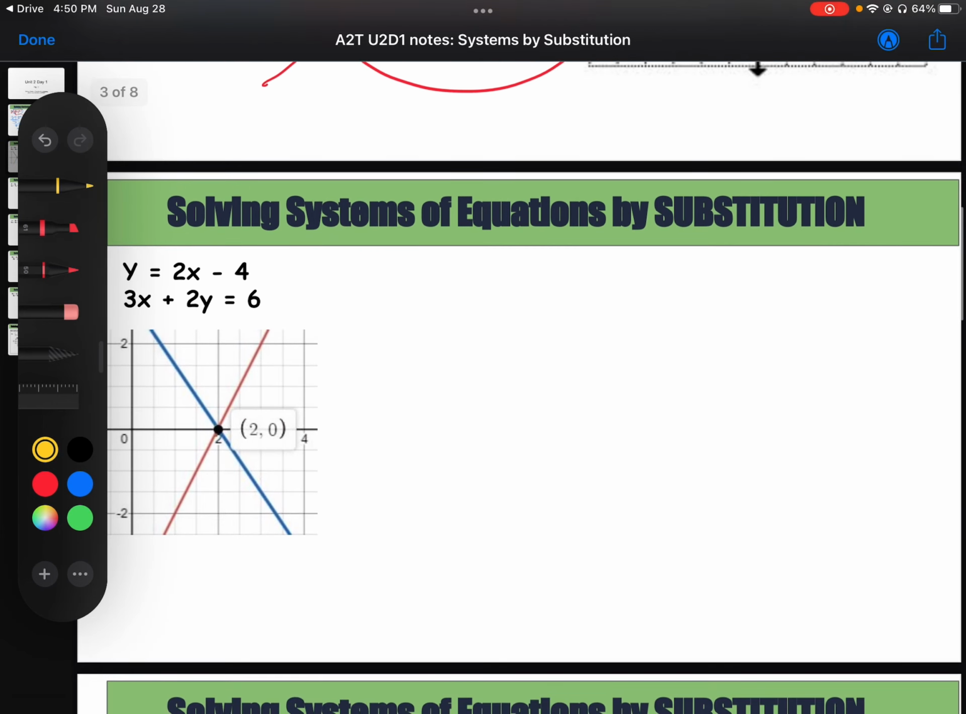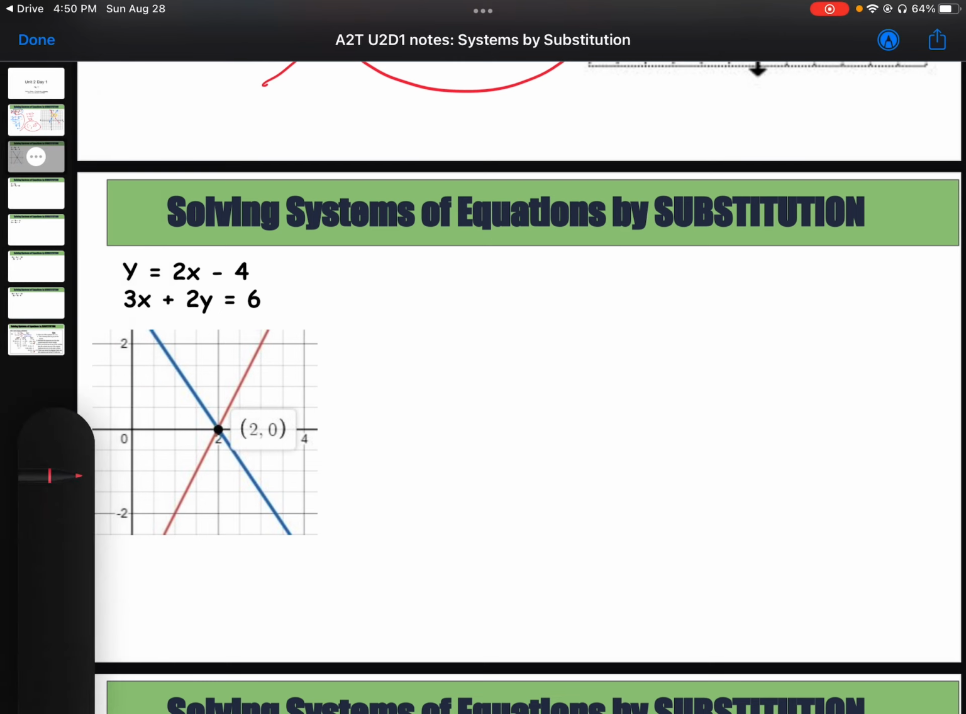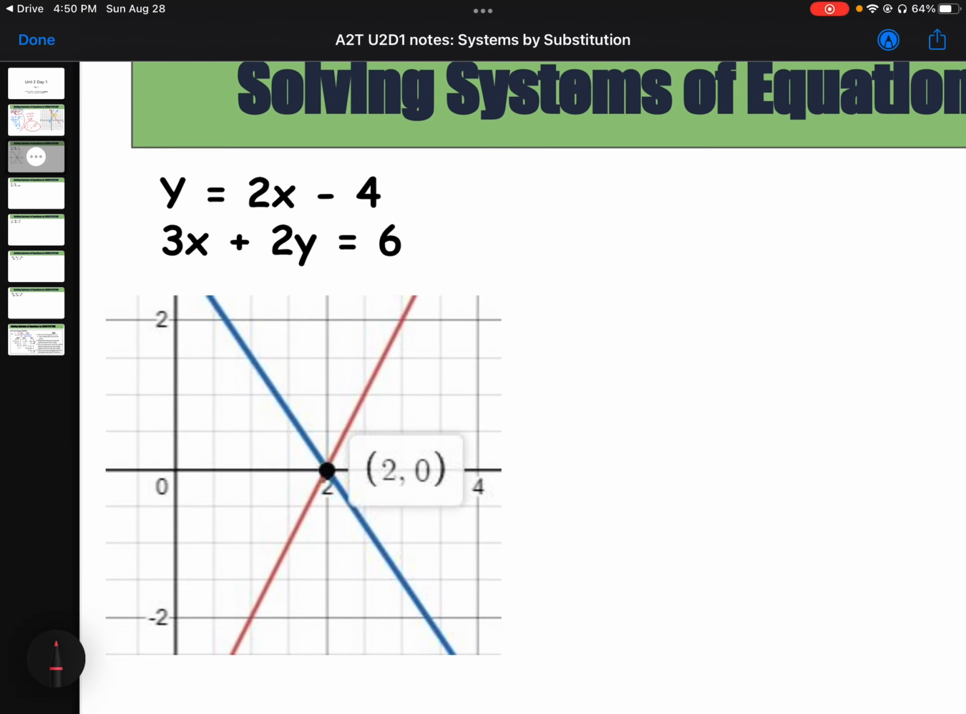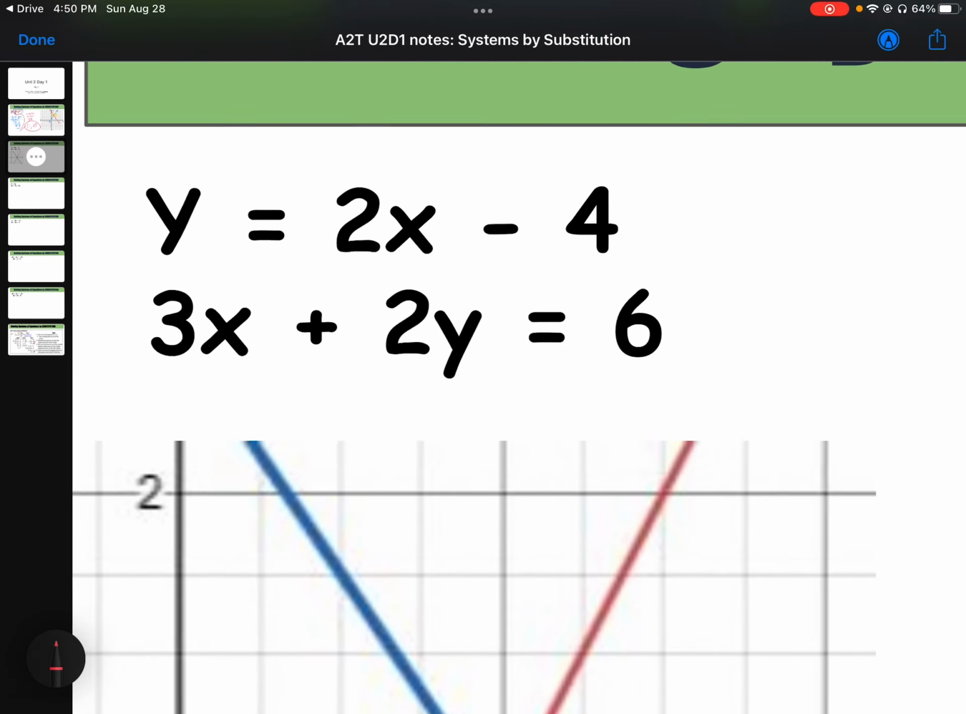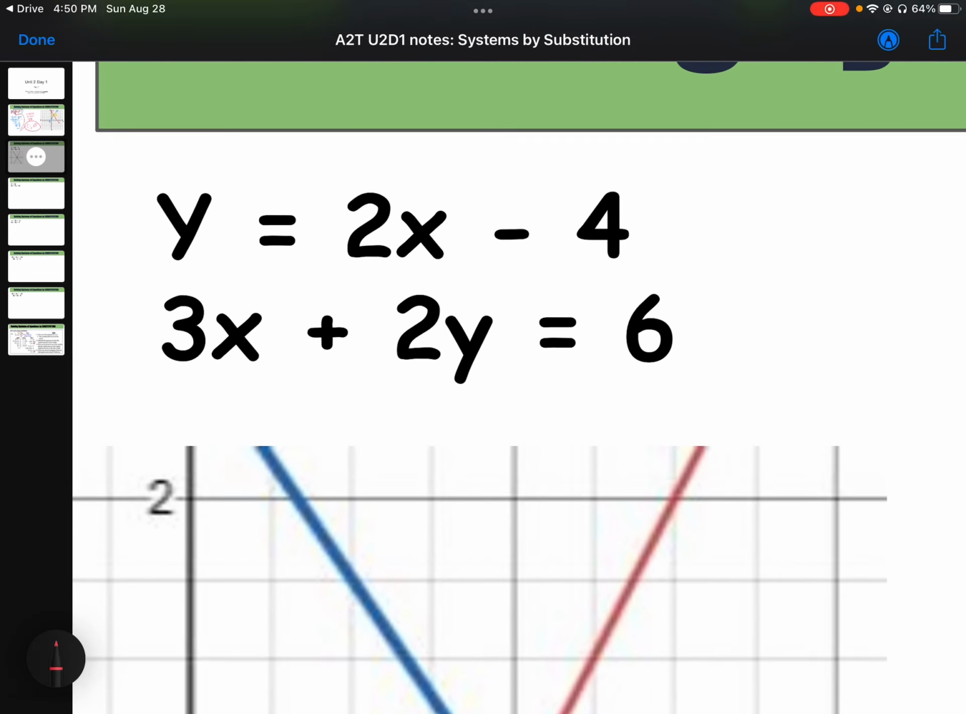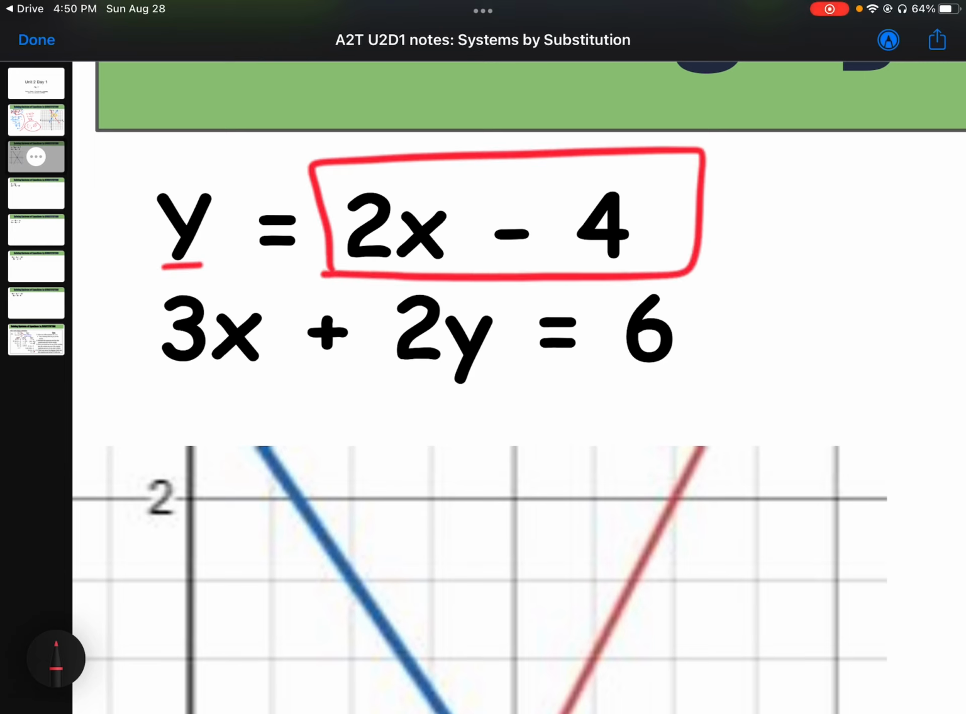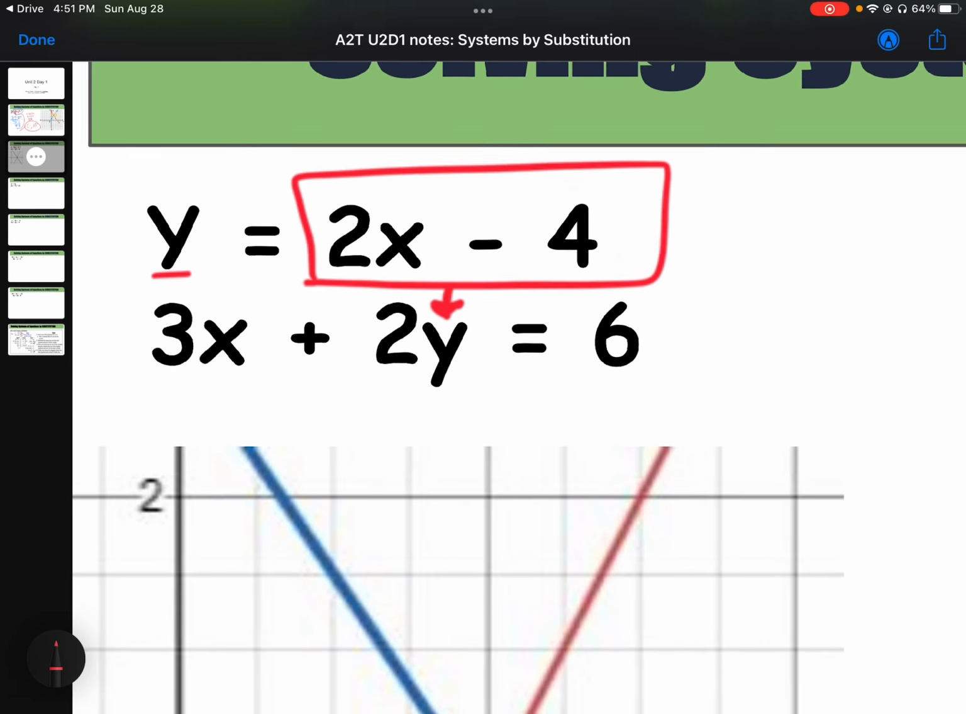Okay, let's take a look at the second one, number 2. So I'm giving you a visual this time without having you graph it. Solving using substitution, I see my first equation, y is already isolated. So I can go ahead and take 2x minus 4. I'm going to plug that into the second equation in the place of y.